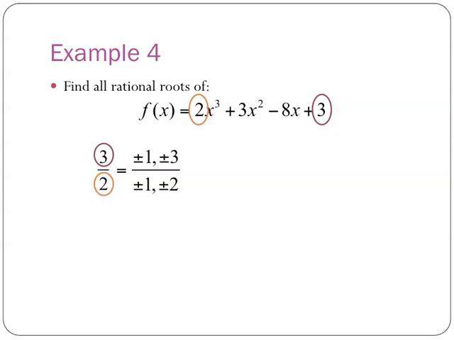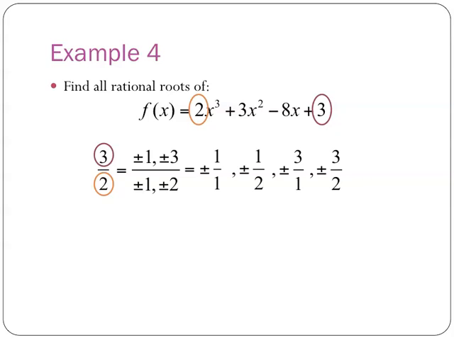Now we want to come up with different possible ways to combine the numerator with the denominator. So for example, you can do plus or minus 1 in the numerator and plus or minus 1 in the denominator. You could also take the plus or minus 1 in the numerator and the plus or minus 2 in the denominator. Do the same thing with the 3, so plus or minus 3 over plus or minus 1, and then plus or minus 3 over plus or minus 2 on the bottom.